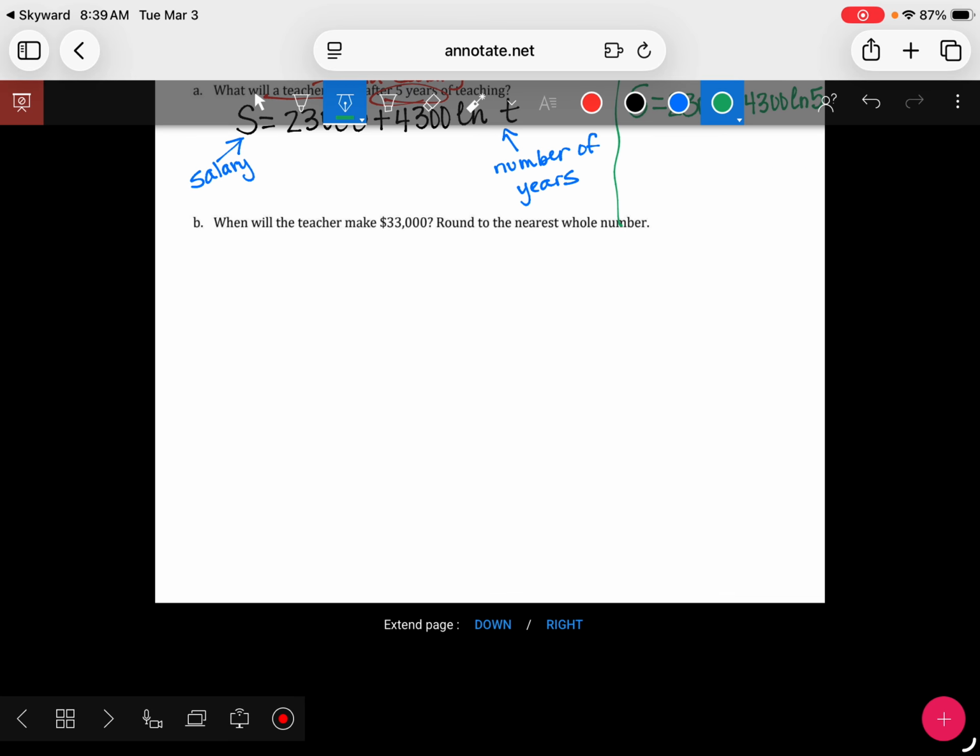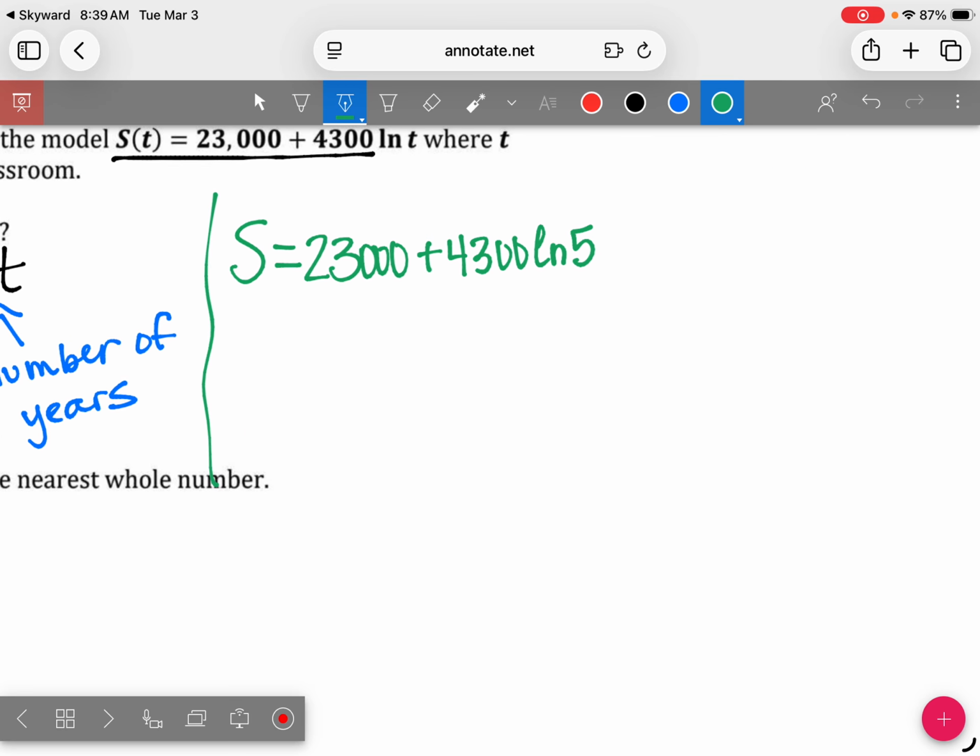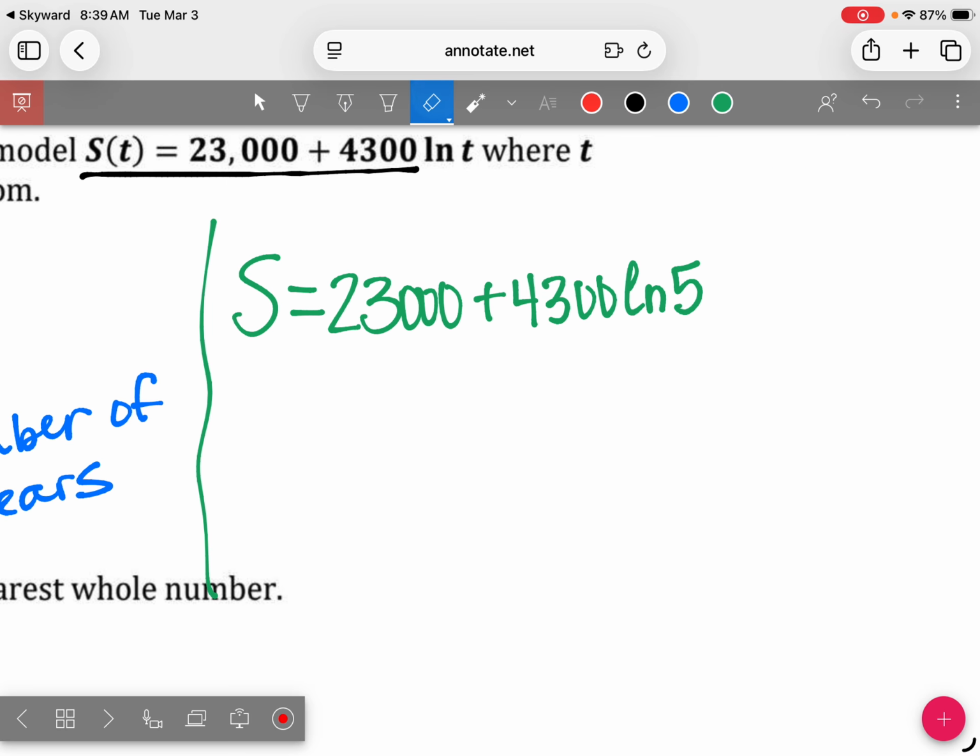Let me get some more space over there. That's what you're typing in, because we know that we want to know the salary in 5 years. So you're going to type that in just like that. You're going to put 23,000. You're going to hit the addition sign. 4,300. Then you're going to hit the LN key. And then number 5 and hit enter. You're going to type it in just like that.